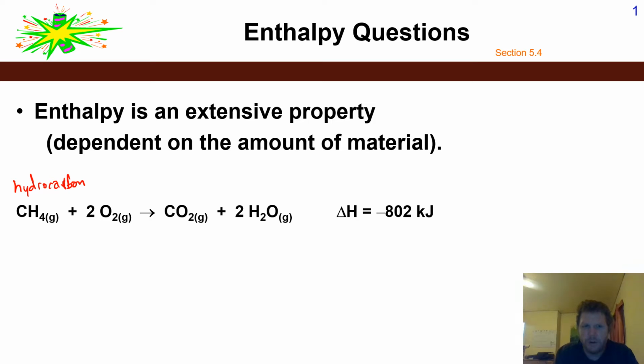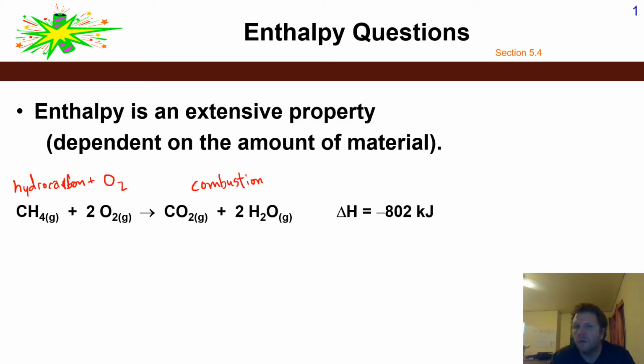A hydrocarbon plus O2, oxygen, is going to produce carbon dioxide and water. What type of reaction is this? This is a combustion reaction. What this shows is that we have a delta H of negative 802 kilojoules. So what that tells us is, if 1 mole of CH4 reacts with 2 moles of O2, we're going to produce 1 mole of CO2 and 2 moles of H2O, but we're also going to produce negative 802 kilojoules.